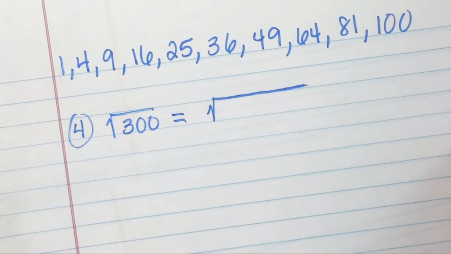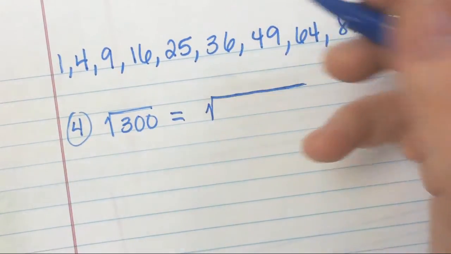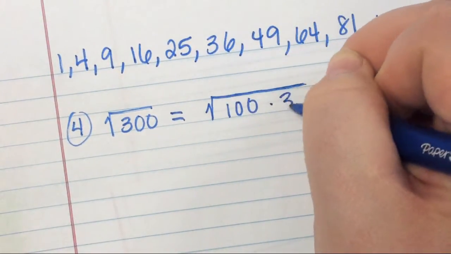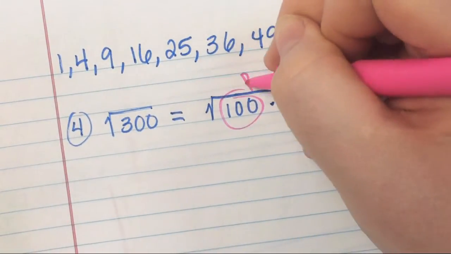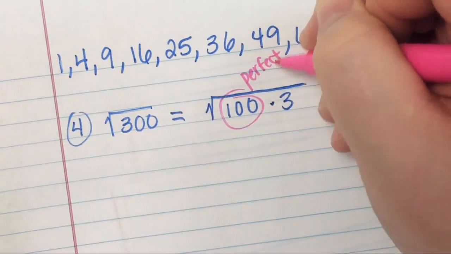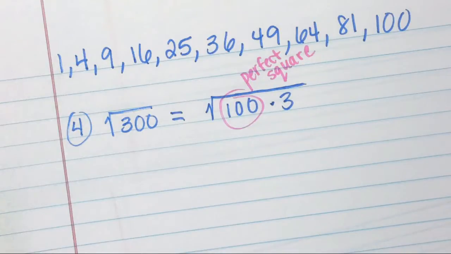What perfect square is going to go nicely into 300? Which one? I've listed a whole list of perfect squares. 100. 100 times 3 is 300. 100 is a perfect square. If you can find a perfect square, then automatically the answer is going to be 10 square roots of 3. If you can find a perfect square multiple, automatically he's going to come out, and it's going to end up being 10 square roots of 3.